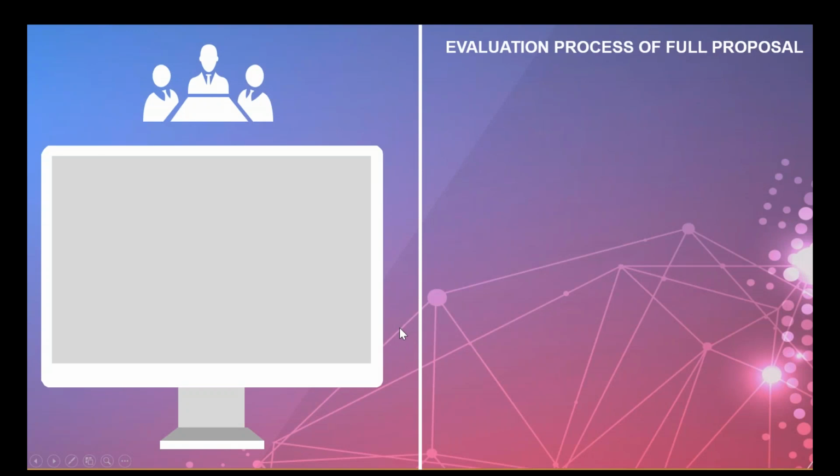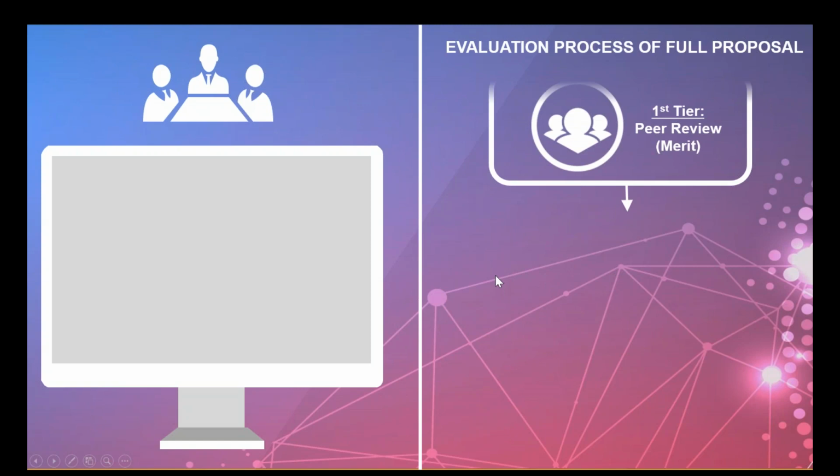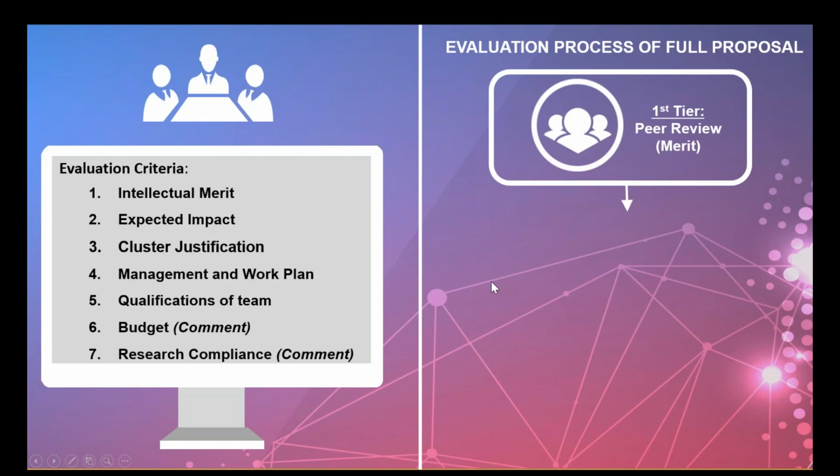Regarding the evaluation of the full proposal, it goes through a two-tier review process. For the full proposal, we have the first tier, which is the peer review or the scientific merit review, where we send each proposal to 5 international experts in the field of the proposal. And the evaluation criteria are intellectual merit, expected impact, cluster justification, management and work plan, qualifications of the team, budget, and research compliance.